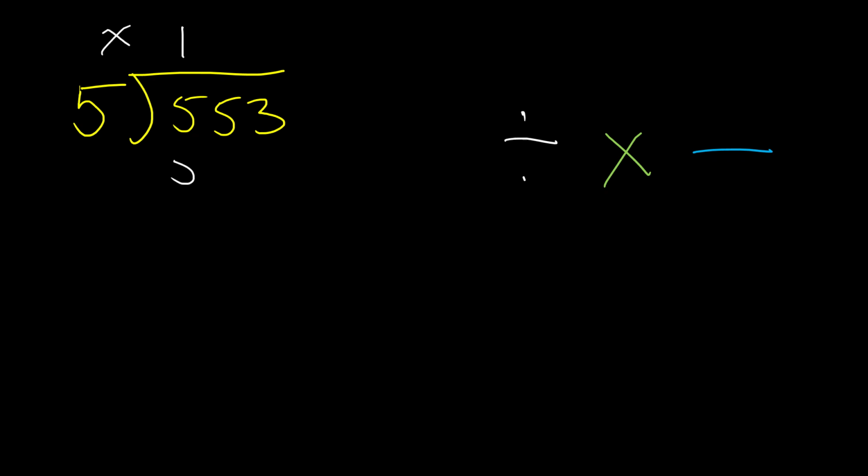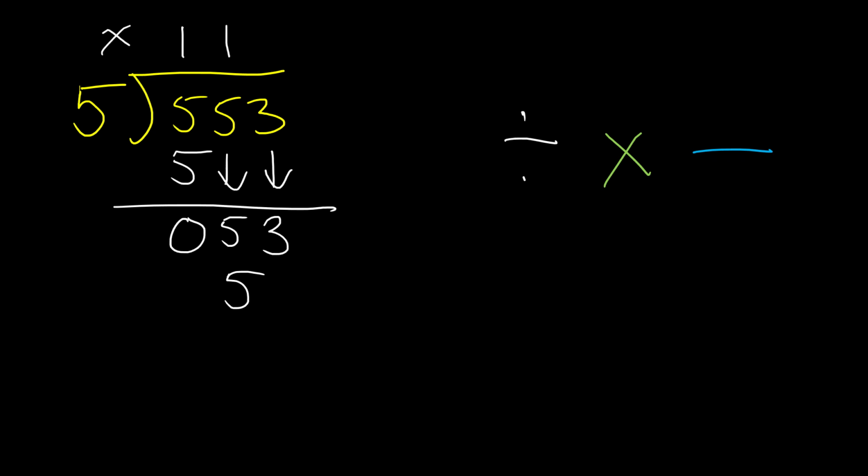All right, we're going to do 5 goes into 553. How many times does 5 go into 553? All right. 5 goes into 5 one time. 5 times 1 is 5. 5 minus 5 is 0. Bring down the 5, bring down the 3. 5 goes into 5 one time. 5 times 1 is 5. 5 minus 5 is 0. Bring down the 3.